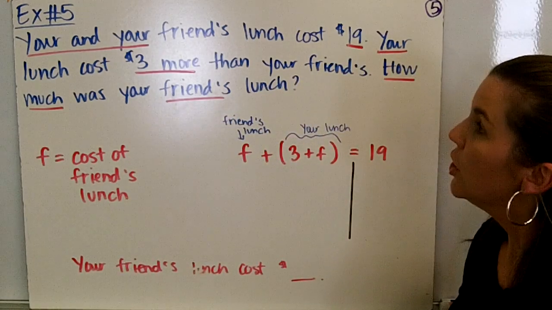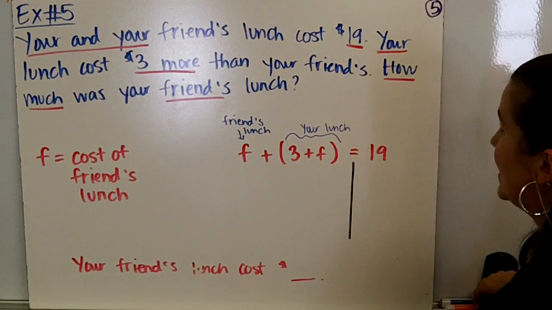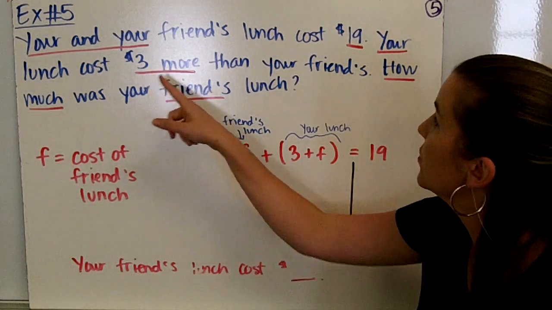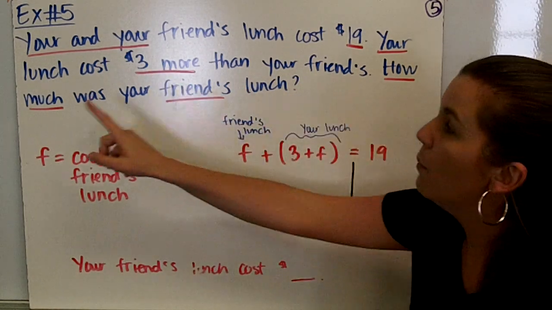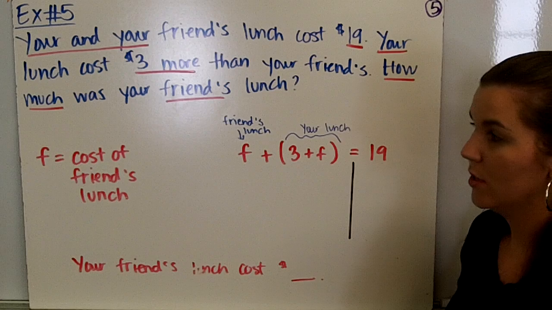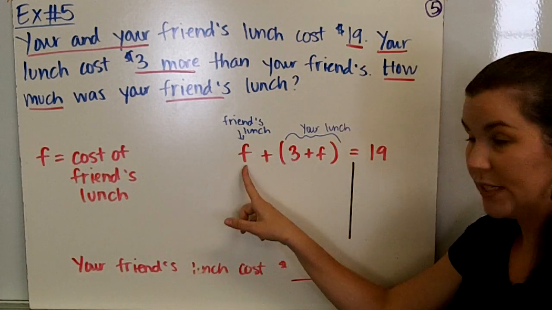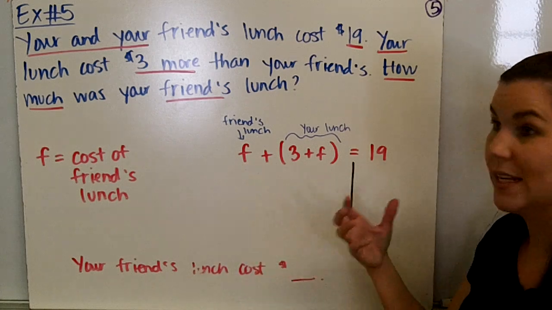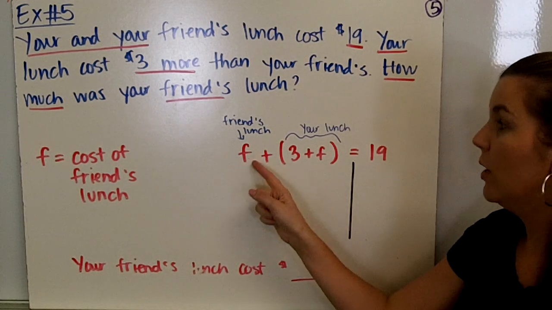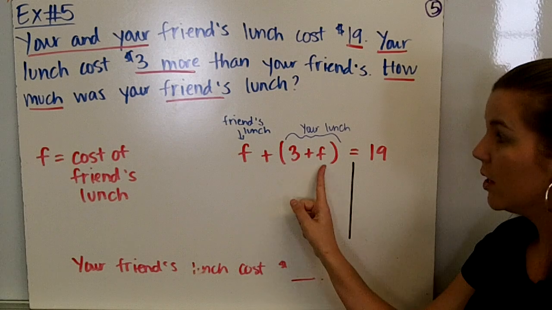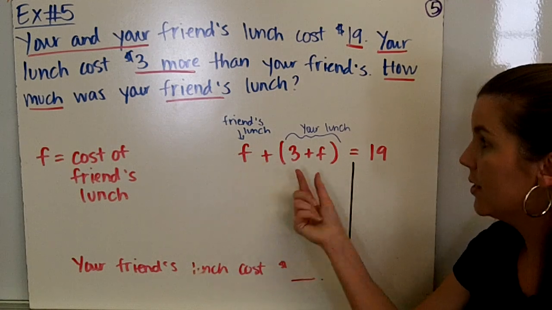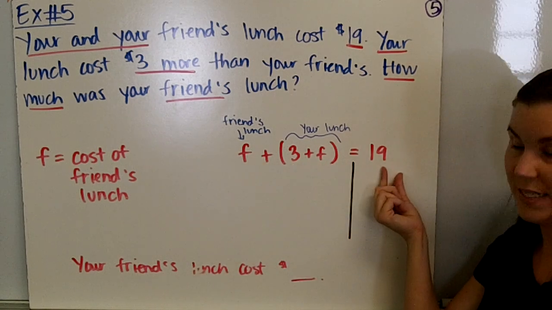Example number 5. You and your friend's lunch cost $19. Your lunch cost $3 more than your friend's. How much was your friend's lunch? So I said F is the cost of the friend's lunch. Your friend's lunch plus your lunch has to equal $19. Well, your lunch was 3 more than your friend's, so your friend's plus yours equals 19.